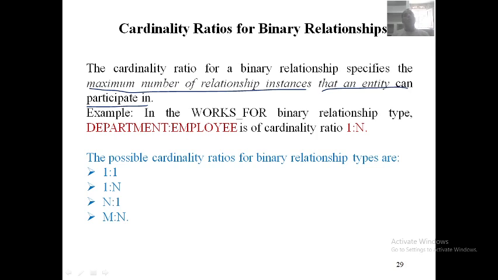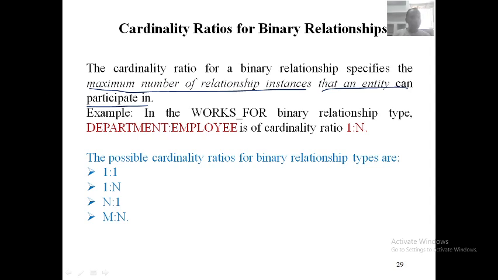Each employee must work for how many departments, whether it is 1 or 2 or n number of departments? Just now in the previous slide we have seen that every employee must work for only one department. Got it? Means 1. See here now.